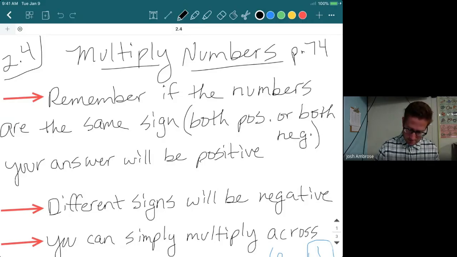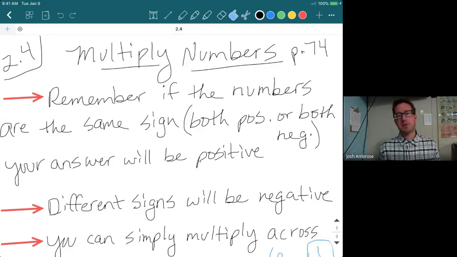Okay, so just some basic things to remember. I'm sure you remember this. I'm sure this is just old news, but just in case, a little refresher. If you're multiplying numbers and the signs on those two numbers are the same, then your answer is always going to be a positive. So if you're dealing with two positive numbers, it's positive. If you're dealing with two negative numbers, then it is still positive for your answer.